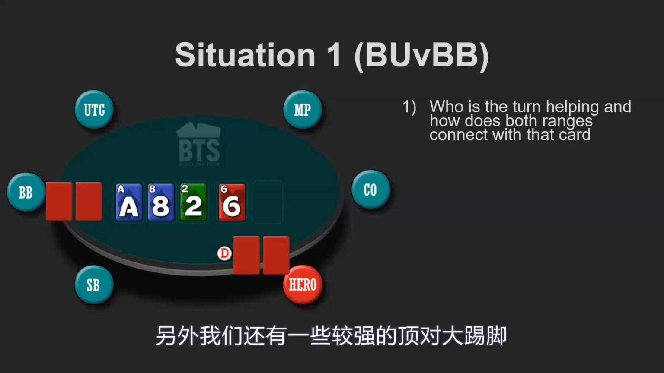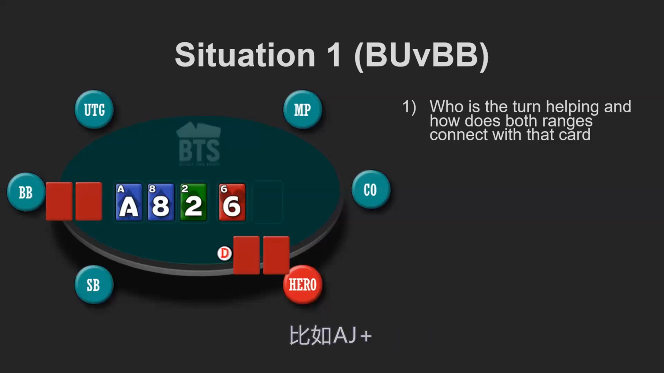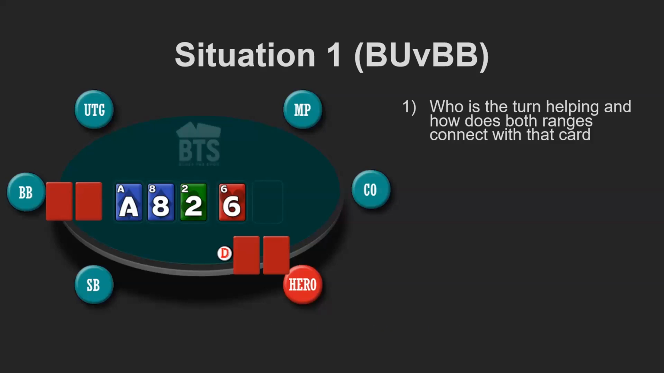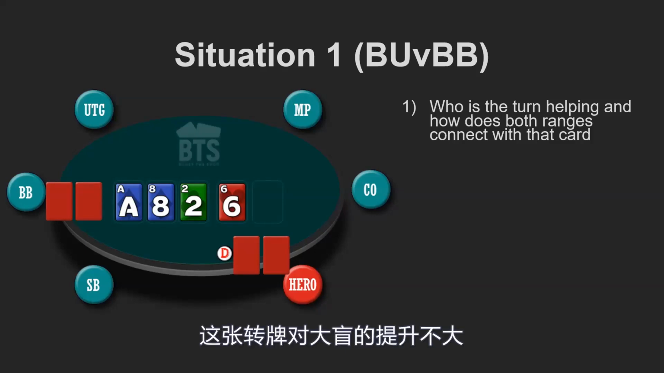Plus we have all the really strong hands as well, all the strong pocket pairs and top pairs that he doesn't have, like ace jack. Plus we have pocket aces as well. So it's a spot where, would you guys feel comfortable putting in money or not really? Yeah, okay. So for the first question, it doesn't really improve big blind's range. It's pretty neutral. So we can say that it's a good card for us because we have a range advantage.